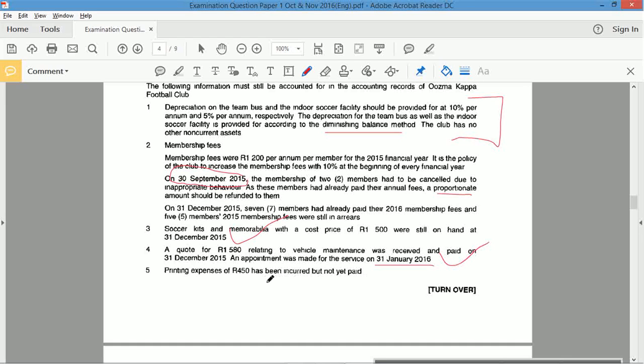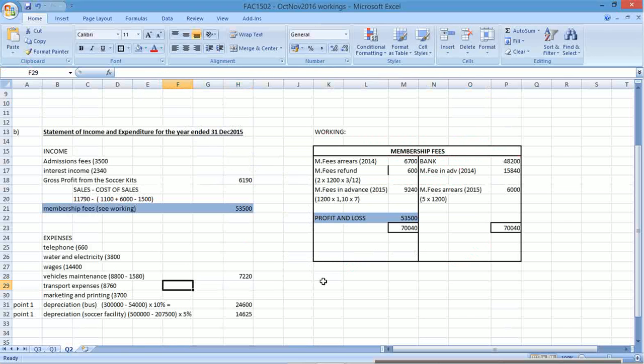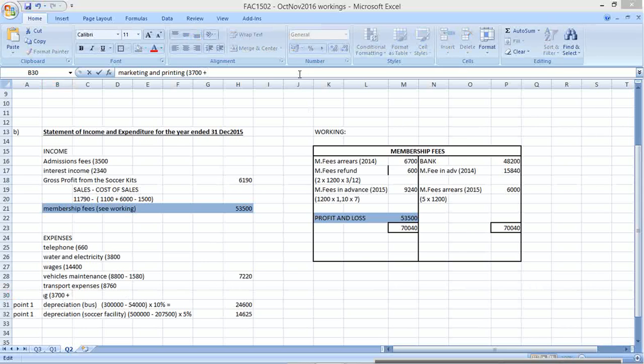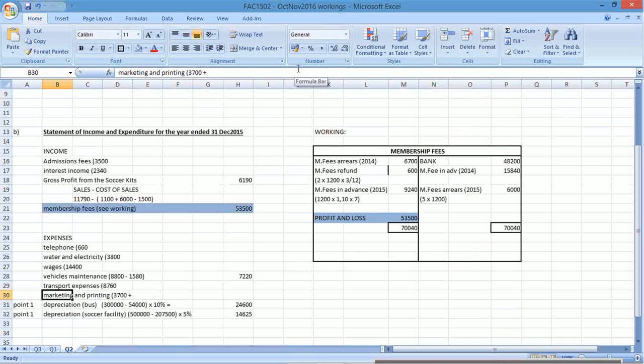Right, so now we looked at that. Next, printing expenses of that have been incurred but not yet paid. There's another easy mark. What is it? It's printing expenses, so it's expense. Incurred but not yet paid, so? Well, it's still a liability. Yes, so expense too high or low? Too high. No, too low, because you still owe, you haven't included it. Accrued expenses increase your expenses. Do you agree? Yeah. 450. Okay, so that's going to go there.